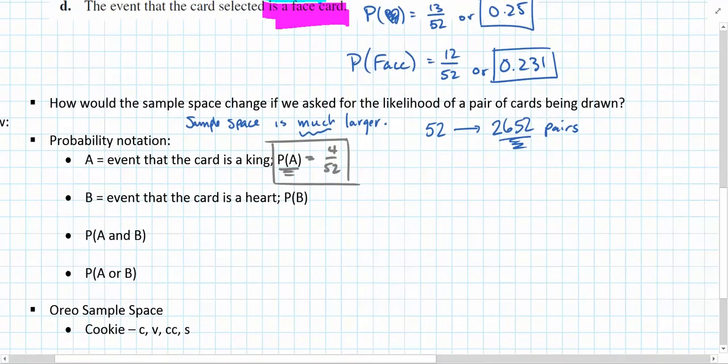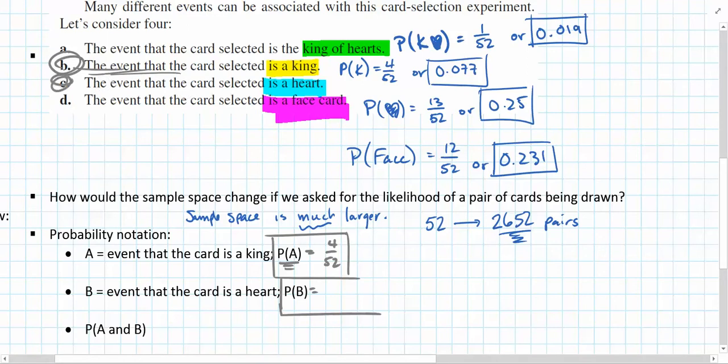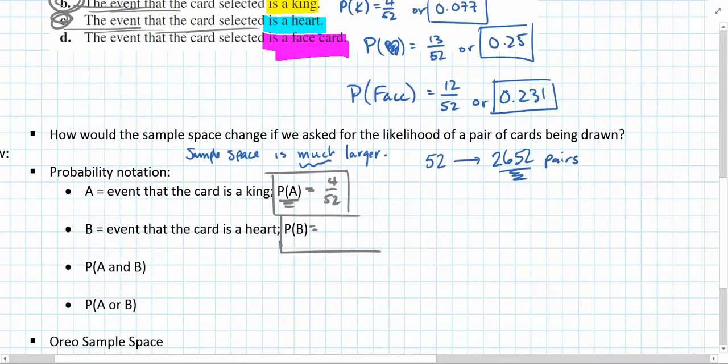Similarly, if we identify B as the event that the card is a heart, then P of B would represent this question back here, option C, the event that the card selected is a heart. And we found that that probability was 13 out of 52.